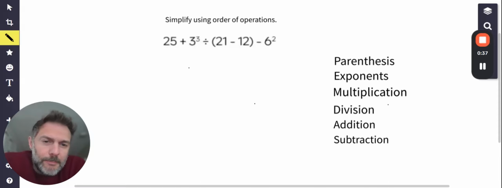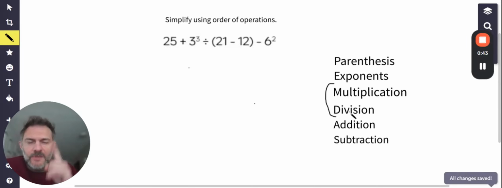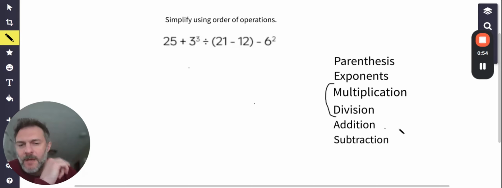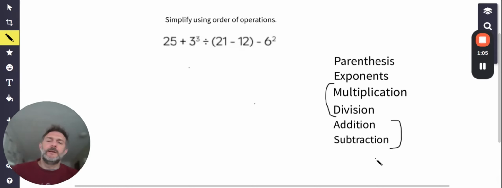We start with our parentheses. We work our way to exponents. Then we deal with multiplication and division in the same step. This is a common misconception. We deal with the operation that is most to the left. If division is more to the left than multiplication is, we do it first. That same concept goes for addition and subtraction. They're the same step. If subtraction is to the left of addition, we do the subtraction first. So keep that in mind. Let's do this.